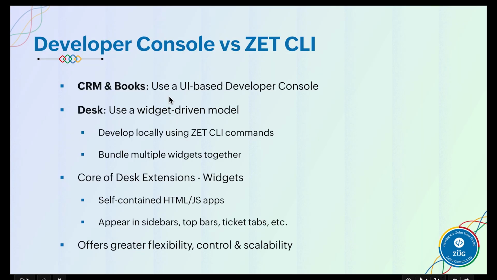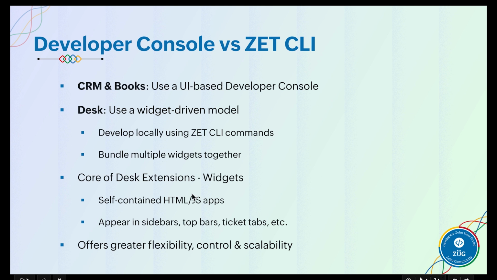If you have developed extensions for Zoho CRM or Zoho Books, you are probably familiar with their developer consoles, a UI-based environment where you can build and publish extensions directly. However, Zoho Desk uses a widget-based model instead of a built-in developer console. To develop extensions for Zoho Desk, you will use the Zoho Extension Toolkit, also known as ZET CLI. So what does that mean? You can write and manage your code directly on your local system, and you can use the ZET CLI commands to create, test and bundle your extensions.